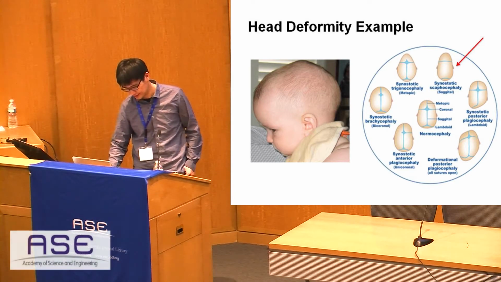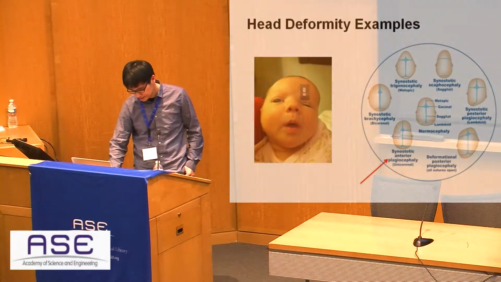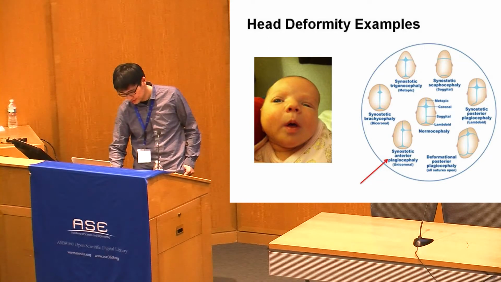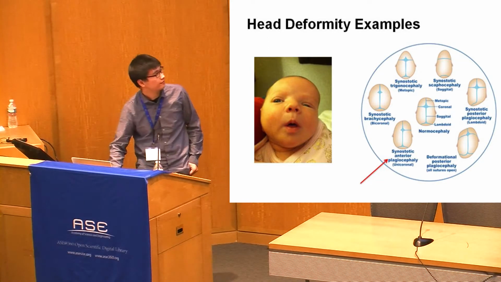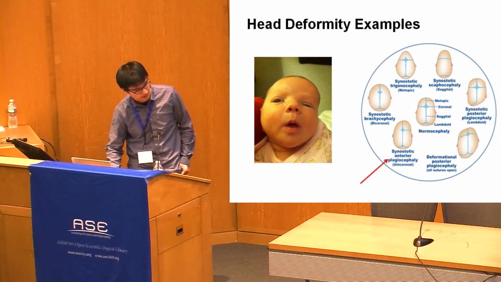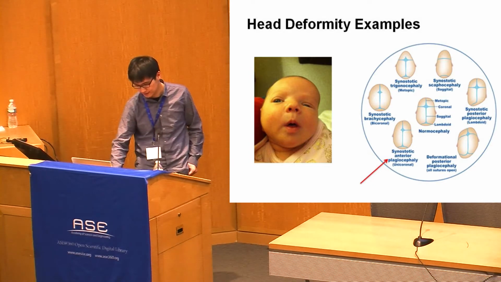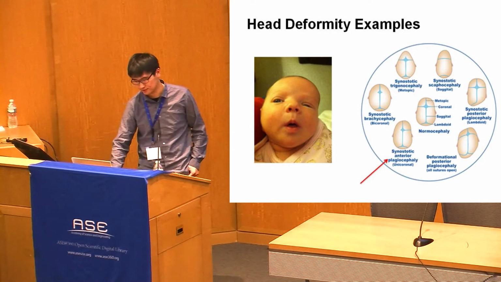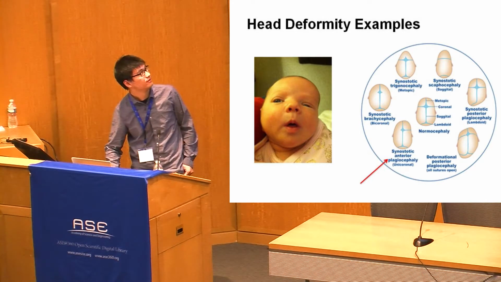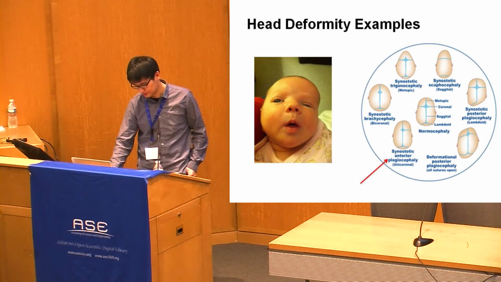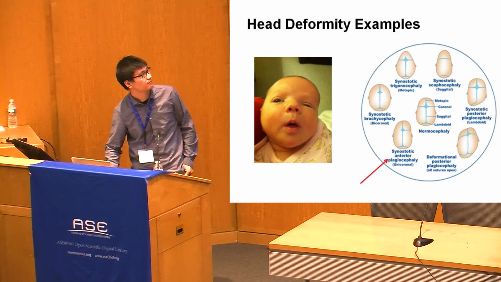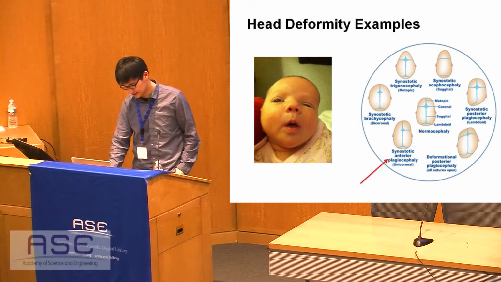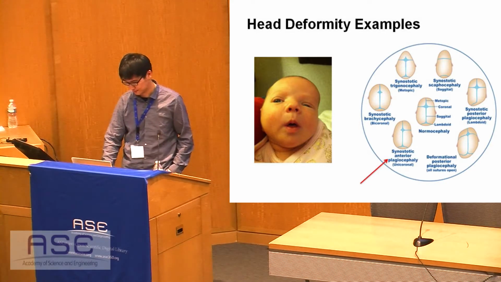Let's see another example. In this case, the baby was diagnosed as unicoronal, which is this case. And you can see one side closed earlier than expected. So the baby's head is not symmetrical, and we can see this part is larger than this part. Because this seam closed earlier, the head has to grow in another direction, and that's the cause of this kind of problem.